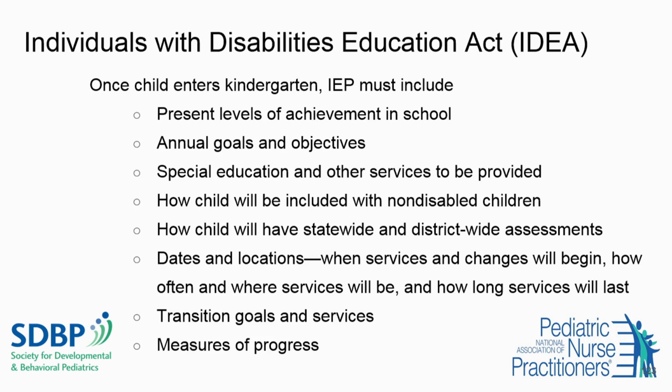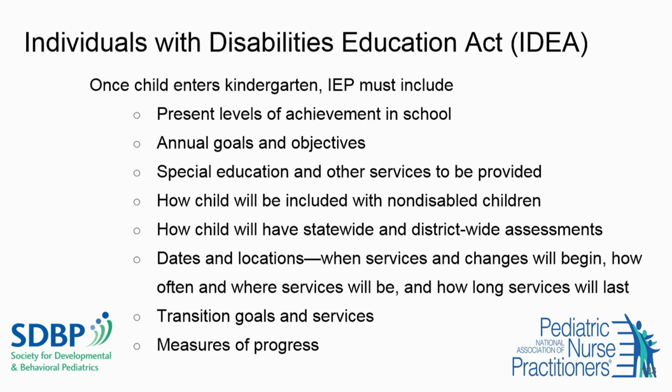So next, just talking a little bit about the Individuals with Disabilities Education Act. For all of you who are familiar with it, this law was spelled out around 1990. What it talks about is once a child enters kindergarten, the IEP has got to talk about where their present levels of achievement are. It's going to talk about annual goals and objectives.